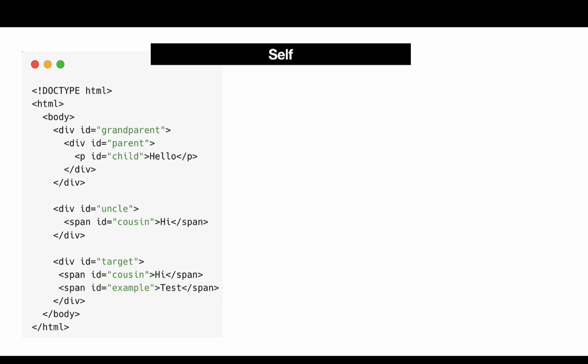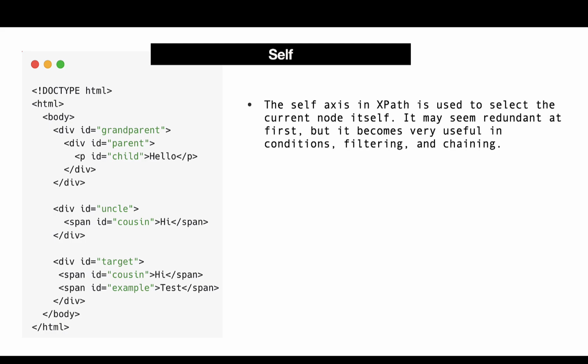Next we will see self. Okay, this is a very tricky one, and most people don't know what the use of self is. Self means it will select the self element. But you will think, why do we need self here? The self axis in XPath is used to select the current node itself. You will ask why you need it, like if I write / input tag, why do I need to select the self tag? You may feel it is redundant, it is useless. But it is very useful in some conditional filtering and chaining things.